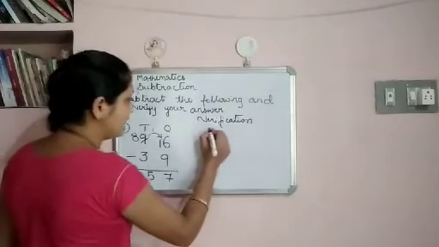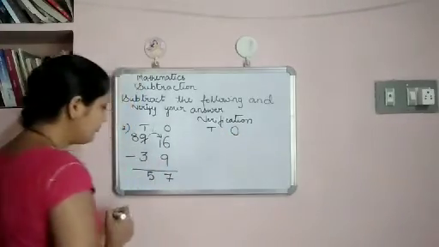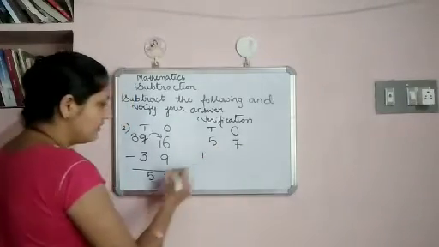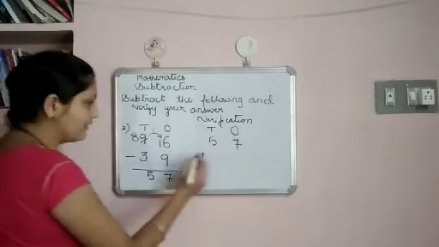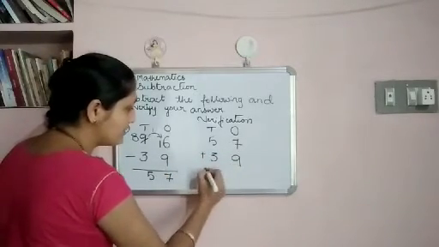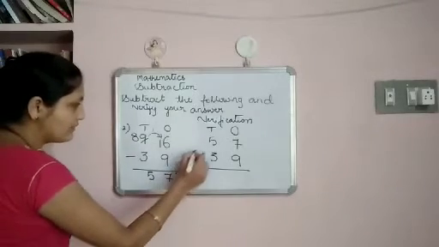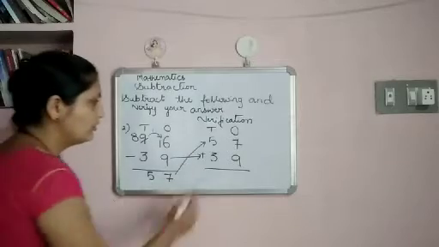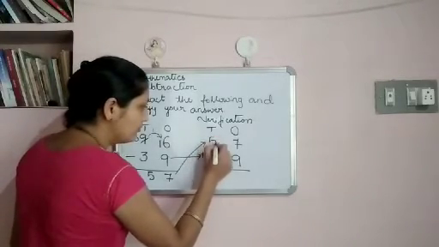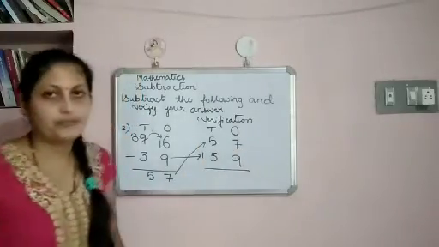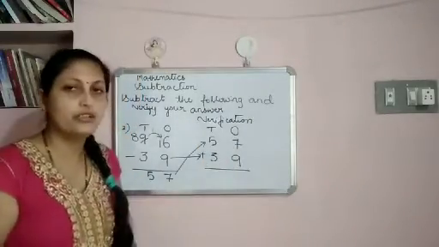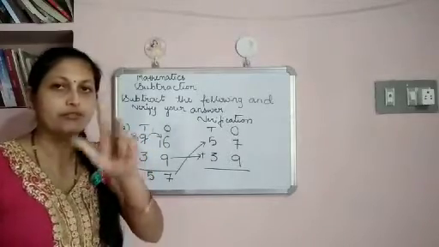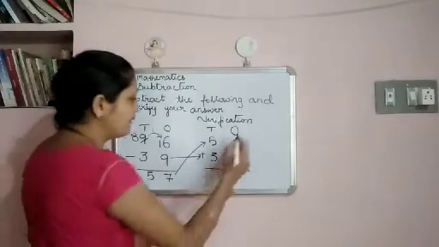Now let us verify the answer. First, let us take the answer, that is 57, plus let us add the second number, that is 39. This is the answer and this is the second number. Let us add these two. 7 plus 9. 7 plus 9 is what? 7 after, 8, 9, 10, 11, 12, 13, 14, 15, 16. 7 plus 9 is 16.